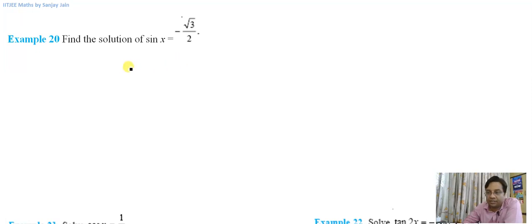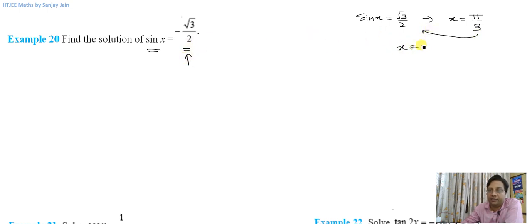Let us do these questions on trigonometric equations. So sin x is given equal to minus root 3 by 2. We know if sin x would have been equal to root 3 by 2, we had angle in first quadrant as x equal to pi by 3, right? Now this is negative value for sine. So I can say x equal to minus pi by 3 is one of the angles.